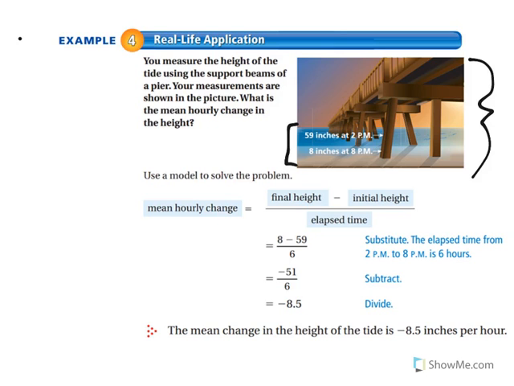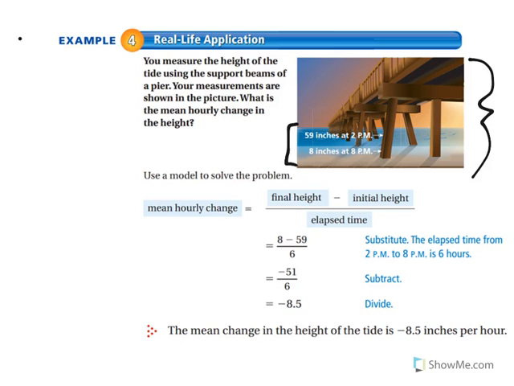So, there's a couple things we have going on here. We know that at 2 p.m., the height was 59 inches. We know at 8 p.m., it was 8 inches. So the height has changed. It's gone down, right? And so that's what we have to do. We want to start off with the final height. And we're going to subtract what the initial height was. And then we'll divide it by the amount of time that this took place.